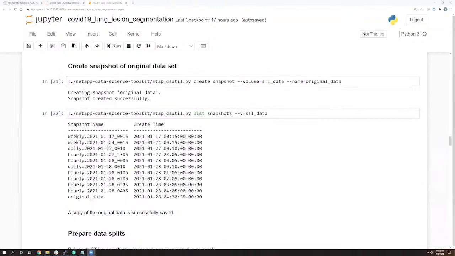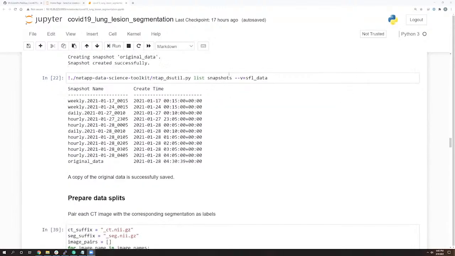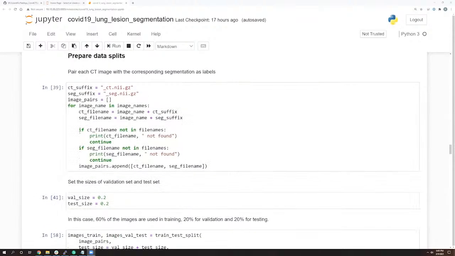We can create a snapshot of the original dataset before any of our training work to save a copy of everything, so we can fall back in case anything happens. This can be done with one line of code almost instantaneously. Now, if we check the snapshots we have, we see we have this new snapshot, the original data. With that, we can now start preparing for the training job.